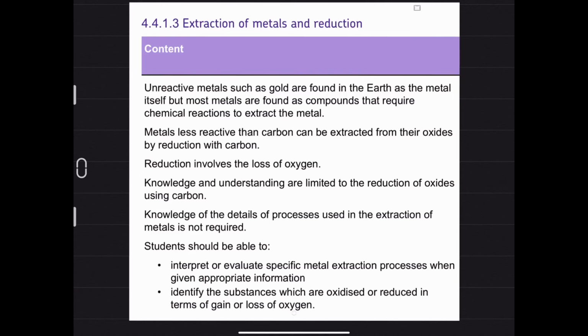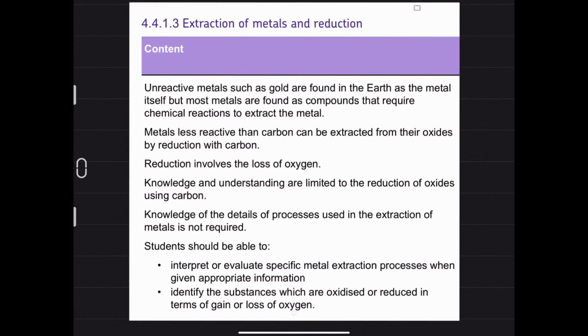In its pure element state, but most of the metals are found as compounds that require chemical reactions to extract the metal. So we've looked at extracting a metal via carbon and hydrogen. Metals less reactive than carbon can be extracted from their oxides via reduction with carbon, and we have gone through that one as well. And reduction involves the loss of oxygen. Okay, so just be aware of that on the word equation.